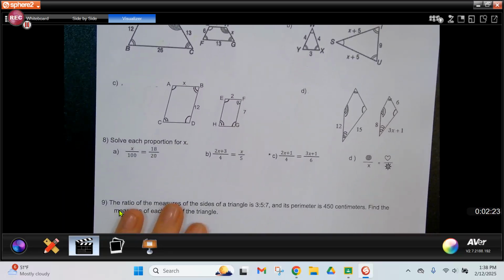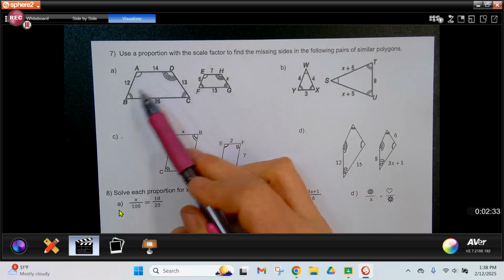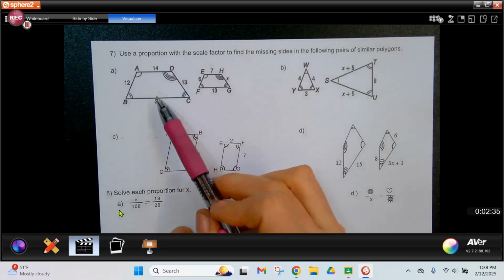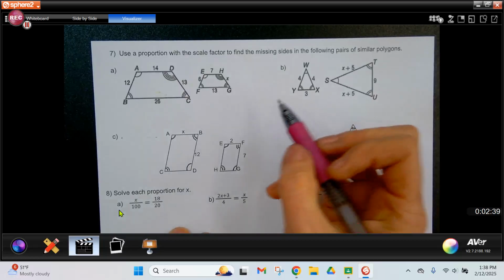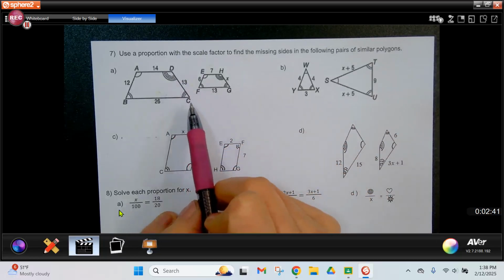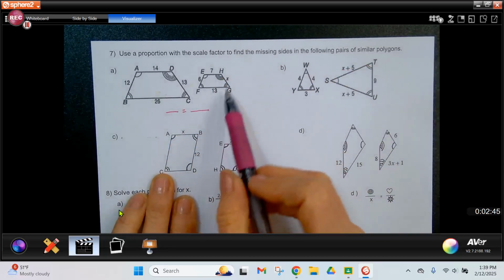Okay, number 7, we're going to use proportions with the scale factor to find the missing sides. So these are all similar polygons, and that means we have corresponding congruent angles and corresponding sides that are all proportional. All right, so I'm going to find the scale factor. Let's see how we're going to do this. We're going to set up a proportion, and we need to find x.